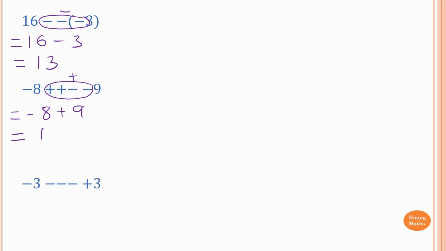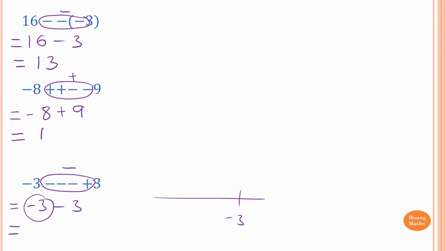Next one. So in here, we have 1, 2, 3. So 3 negatives altogether. So this becomes negative. So now we have negative 3 minus 3. So we start at negative 3, if you like, on the number line. So from negative 3, you go further 3 more units to the left. So you go 3, 4, 5, 6. So the answer is negative 6. There you go.